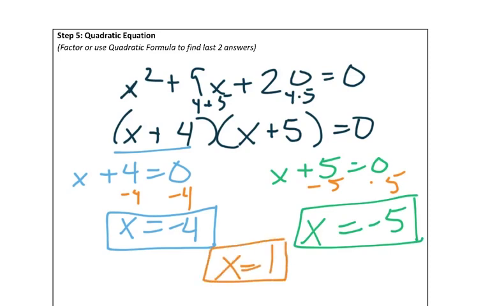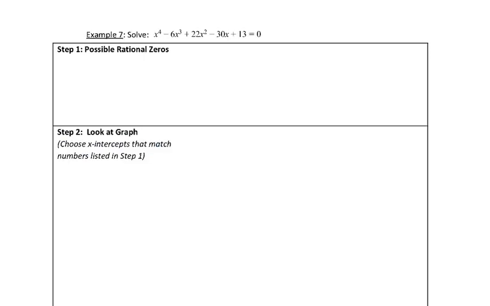Notice those are the same 3 things we thought from the graph at the very beginning, and we did indeed get those same 3 answers, which means you could have started with any one of those numbers in your first synthetic division. So let's look at one more of these before we do something slightly different. Notice that this one this time is degree 4. Okay, so we're going to have 4 answers.